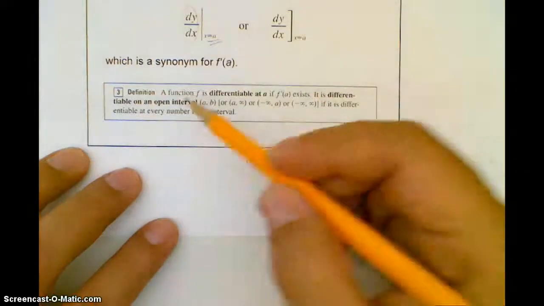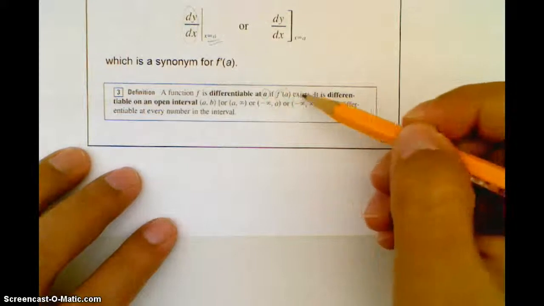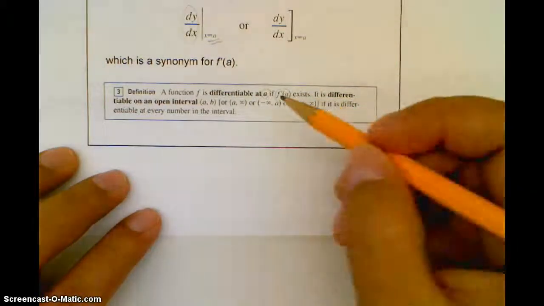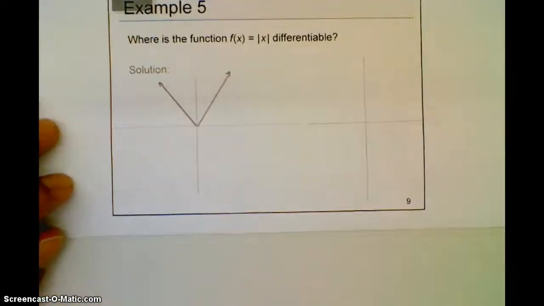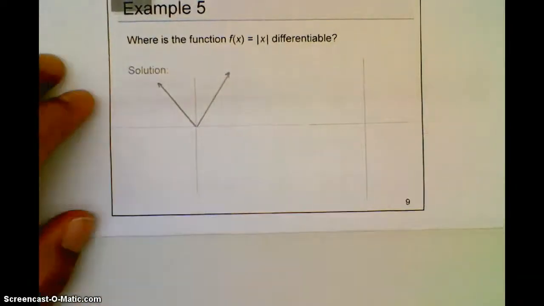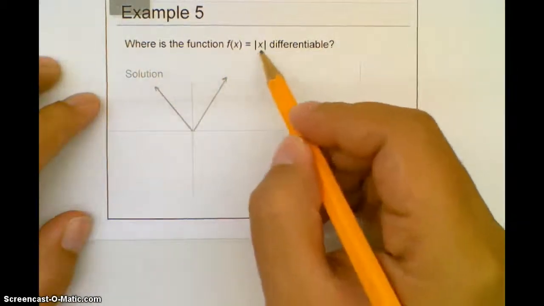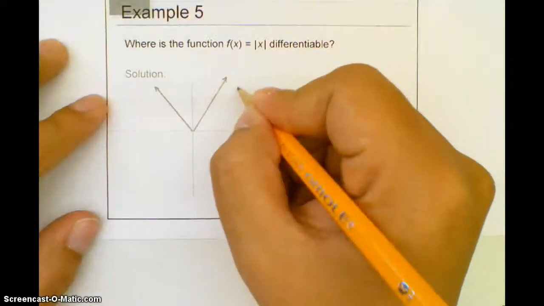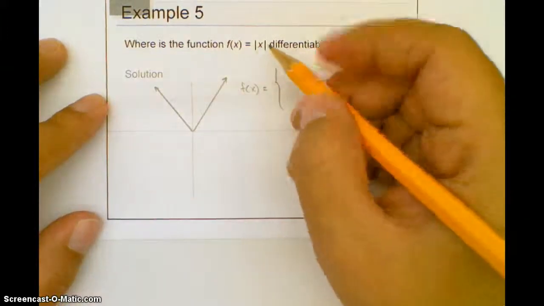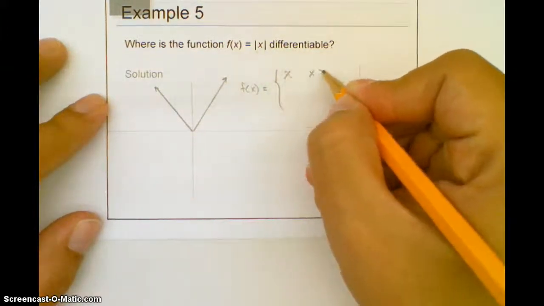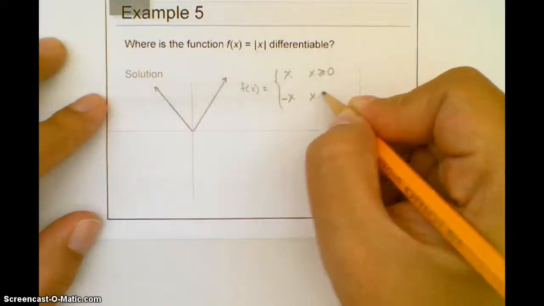Now in here it says a function f is differentiable at some particular number a if f prime of a exists. So we're going to see some values of x for which the derivative cannot be found. That's why we're going to do example 5 step by step, because you're going to see what I'm talking about here. It's asking where is the function f of x equals absolute value of x differentiable. So let's remember that absolute value of x can be defined as a piecewise function. Absolute value of x is just the same as x whenever x is positive or 0, and is defined as the opposite whenever x is negative.